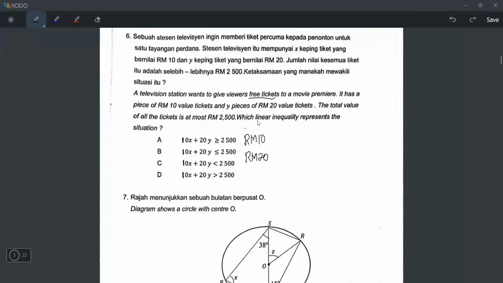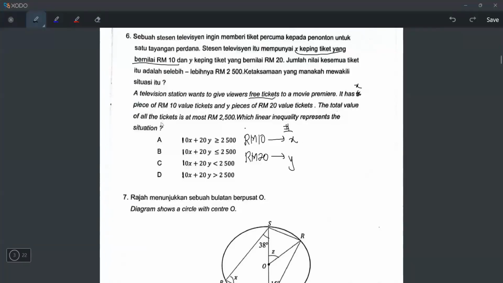You only have X pieces. Okay, X keping tiket yang bernilai 10 ringgit. It has, I think this is X. I think they messed up already. It has X pieces of 10 ringgit. Because if you look at the Malay version, it says X keping for the 10 ringgit ticket, only X kepingan free. And then for the Y kepingan, for the 20 ringgit tickets, they are giving out how many free tickets? Y. So this stands for the number of tickets.